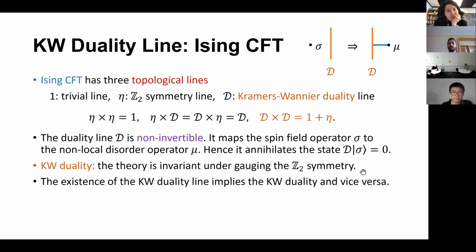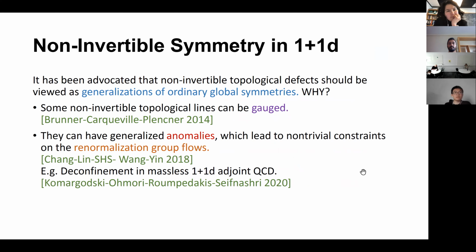Okay, thank you. So now I've discussed examples of non-invertible lines in 1+1d. And in fact, in recent years, there have been many advocating that we should think about non-invertible lines in 1+1d as generalizations of ordinary global symmetry. So you may ask, why do you want to do that? It just sounds like words that we can say. So in fact, there are many analogies that we can draw.